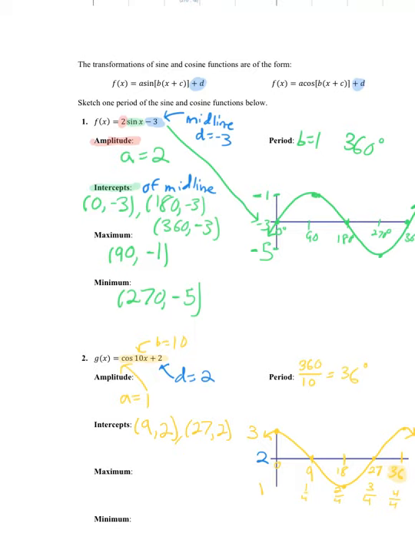Maximum values, it looks like there are going to be 2 of them on this graph. One of them is going to be at 0, 3, and the other is going to be at 36, 3. And then the last one is the minimum value. Looks like there's only one minimum value for this problem. It's going to be at 18, 1.